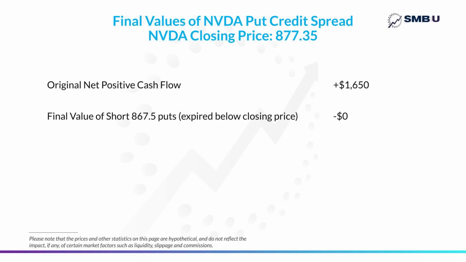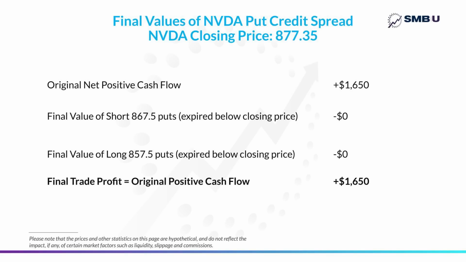So that one just dies, as do, of course, the long puts we bought 10 points lower at 857.5. And so since both of the options expire with no value, we just get to pocket the $16.50 in cash as our trade profit. And so while buying a call is no doubt a bullish trade, we can also express bullishness by selling a put credit spread like we did in this case.